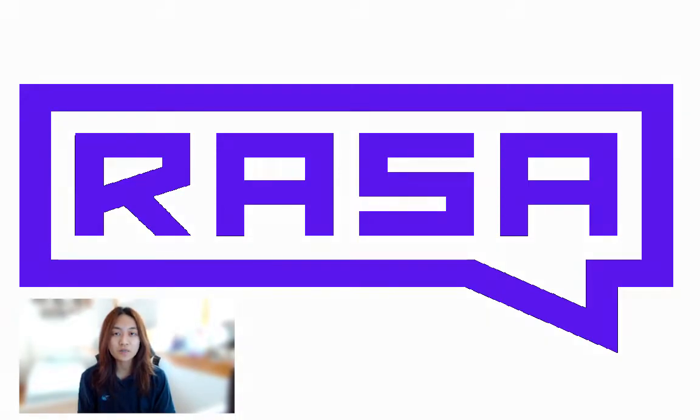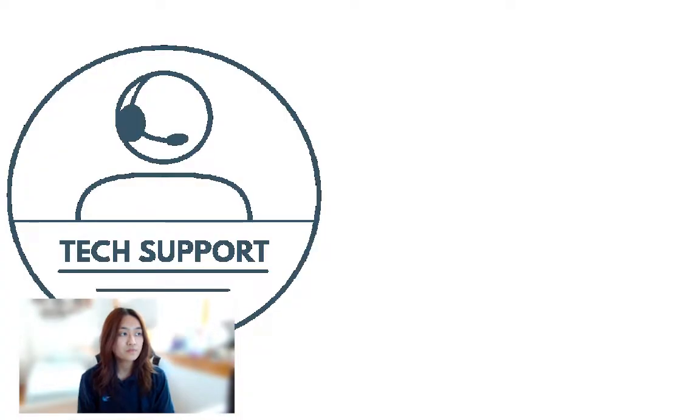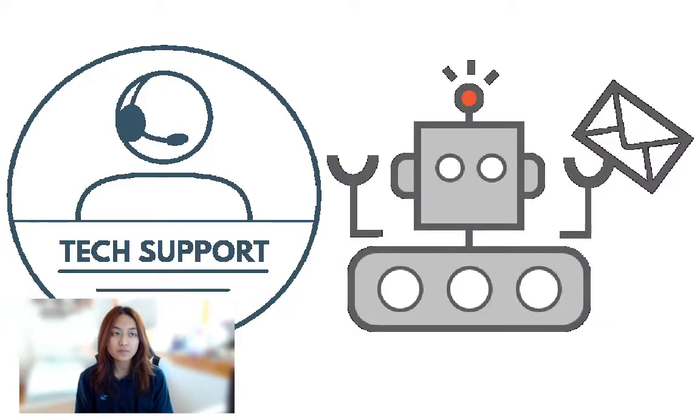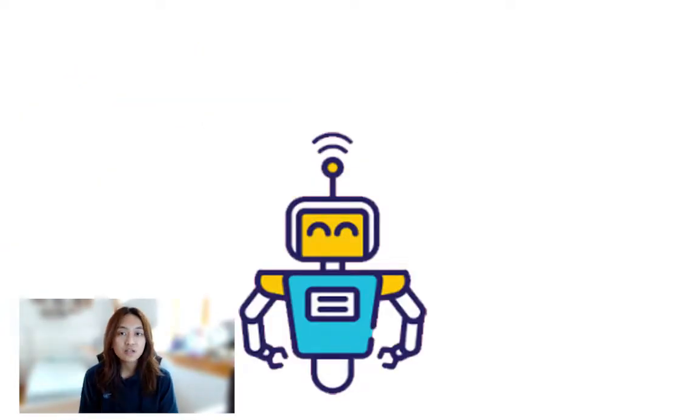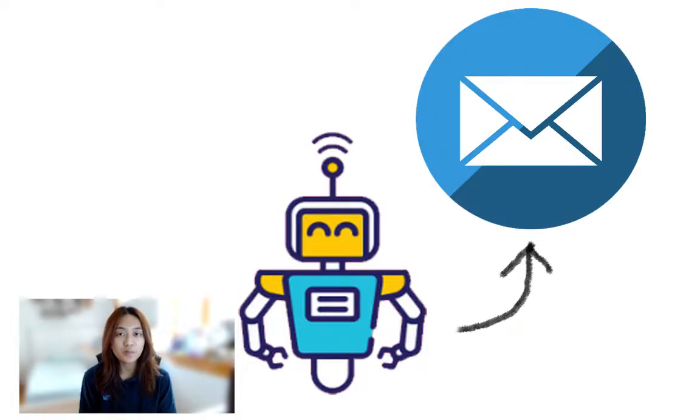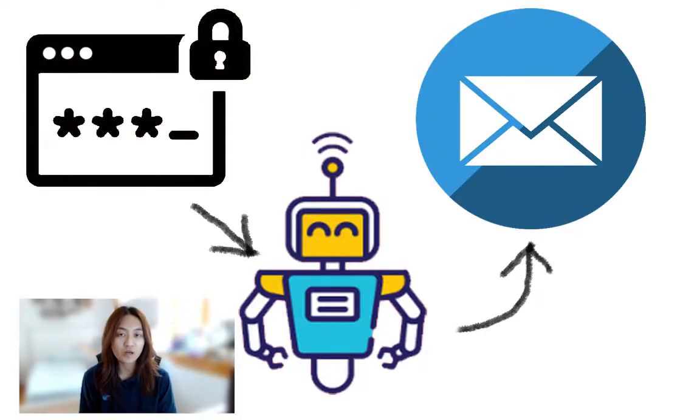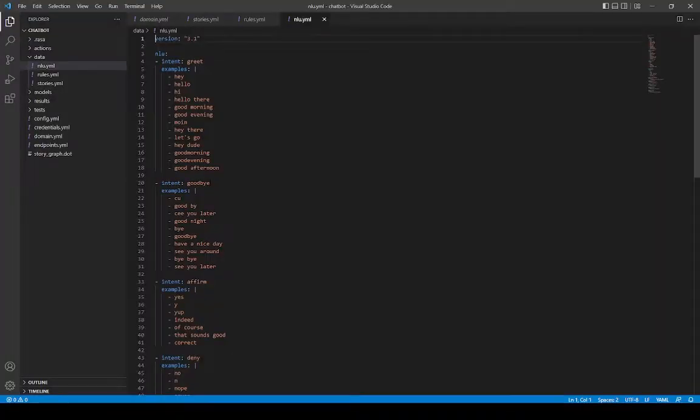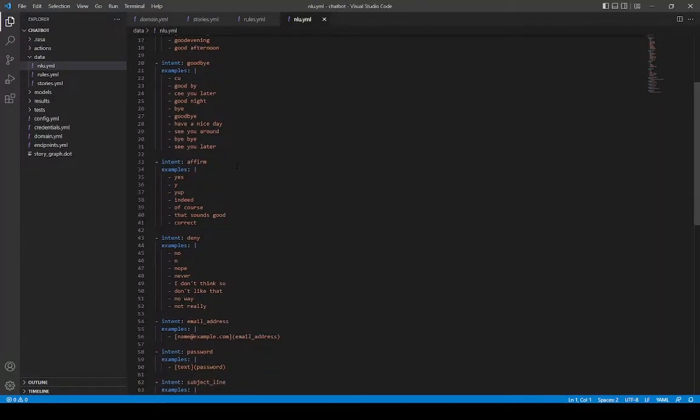Today I'll be talking about Rasa open source AI and how to use it to create an assistant for your website or other needs. The example I will be using is a simple tech support email bot. The purpose of this assistant is to send emails straight from the bot to a company support email using your email login information. There are multiple YAML files which I will go into further detail about.